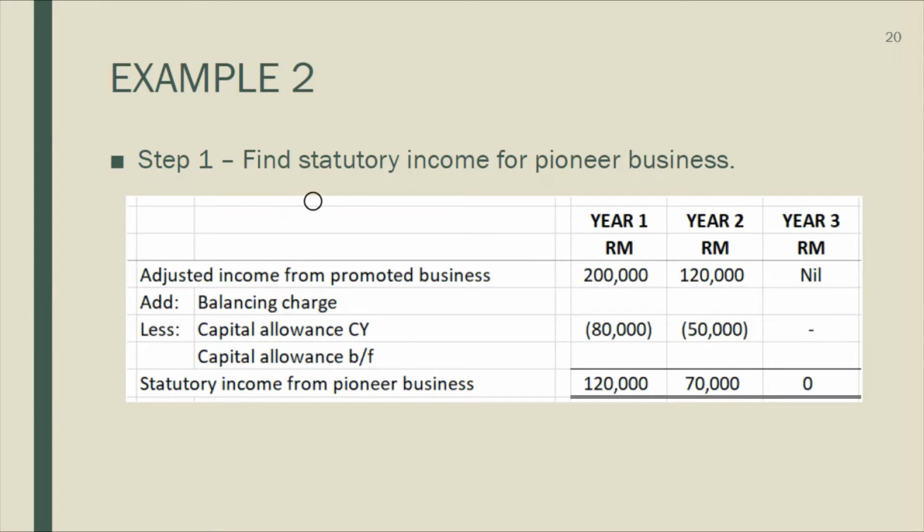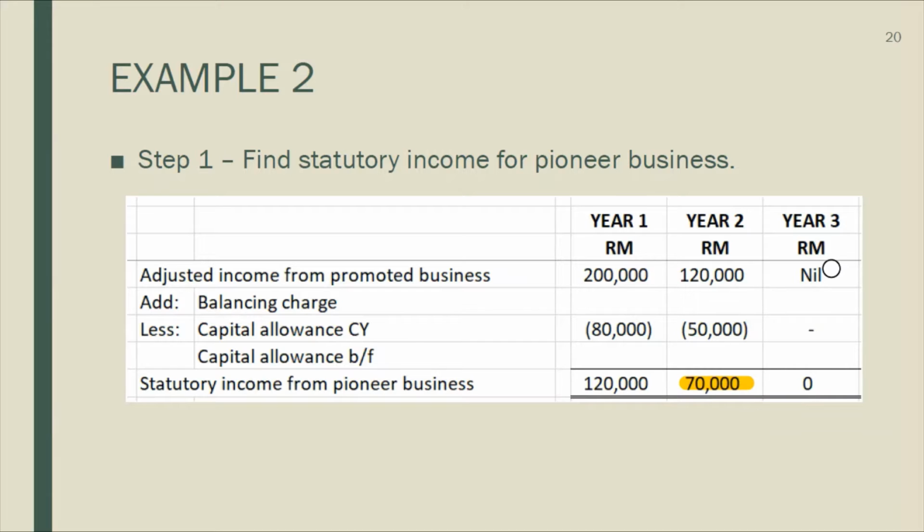Step 1, find statutory income for the pioneer business. So for year 2, pioneer business has adjusted income of 120,000, capital allowance of 50,000. So there will be statutory income from pioneer business of 70,000. So this 70,000 later on you will break down into 70% and 30%. 70% for the calculation of amount credited to exempt income account. 30% will be deemed total income.